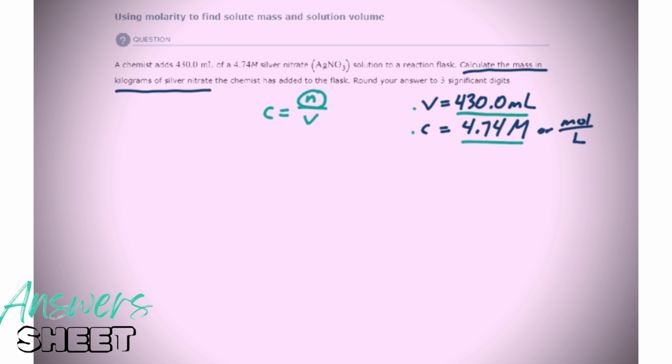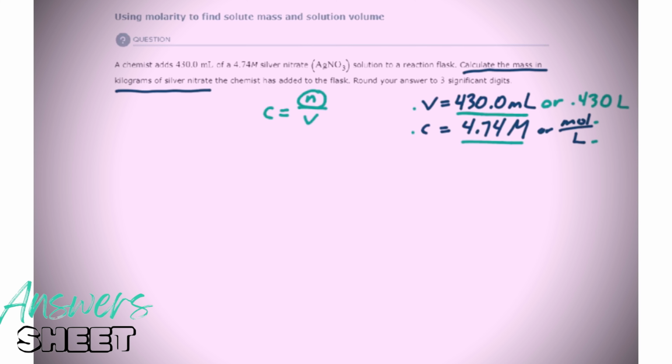Well, we have a problem here. The units of our concentration are moles per liter, and the units of volume is milliliters. So what we need to do is convert this volume to liters as well. So this would be a simple conversion. It'd be that many liters.